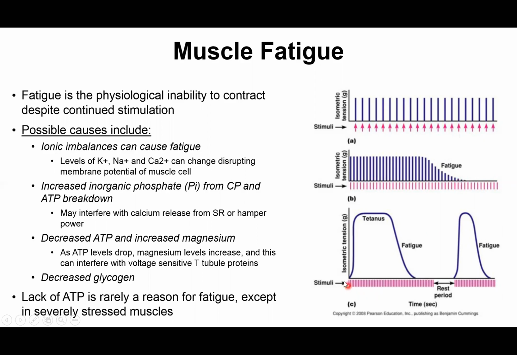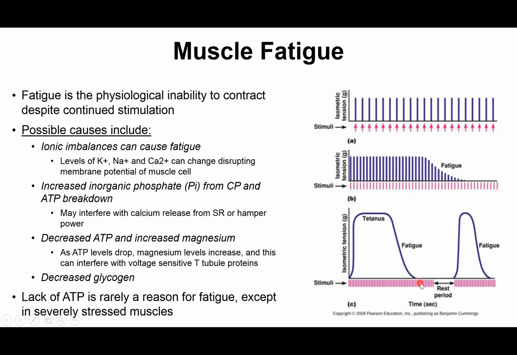And so in this isometric tension, you're doing the wall sit, your muscles have reached their tetanus, so they're just staying contracted because that's what's holding you at that 90-degree knee angle sitting on the wall. And then they become tired. And so the tension starts to decrease and decrease and decrease.